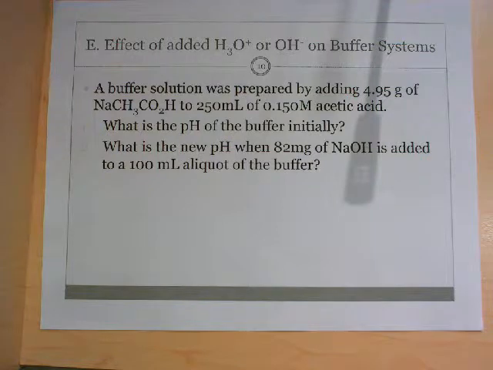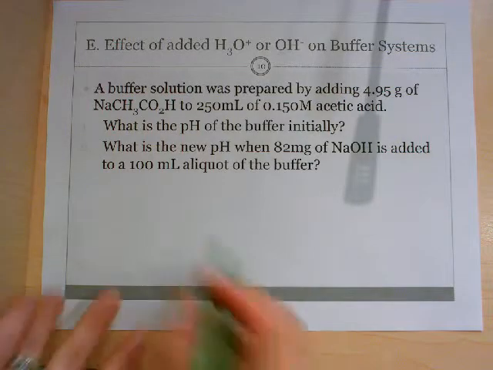All right, so first question, I want to figure out what is the pH of the buffer initially. What do I need to do? A few options of what we could do first to figure out the pH initially. We could certainly write out an equilibrium statement. That's a good idea.